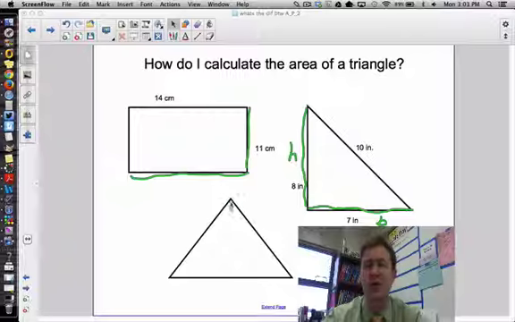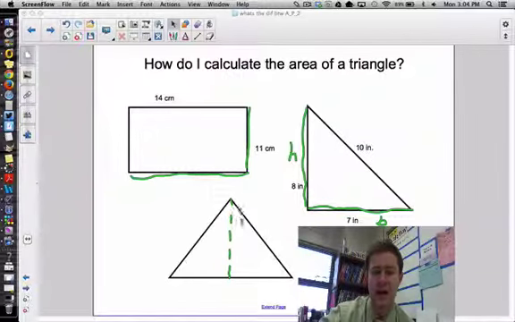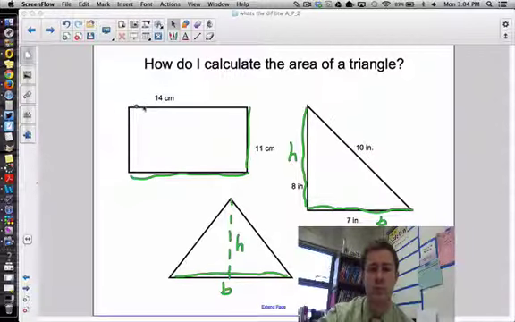Or if I have something like this where there's no line for a height, it would be from the center point on the top, and then you draw a line down, and that would be my height. And then the bottom would be my base, whatever that base would be. And what I do is I have the base times my height divided by 2, just like I did here. I did my base, which would be 14, my height, and then we just cut that rectangle in half. So I divided by 2.